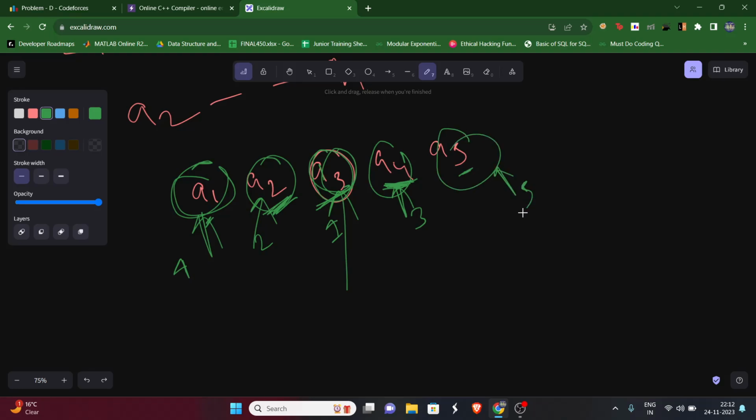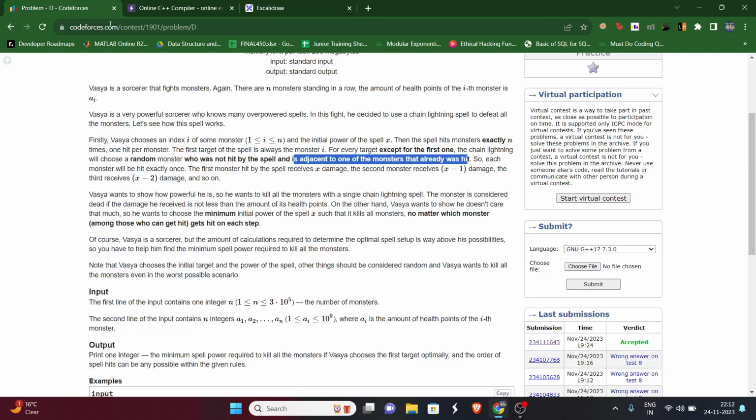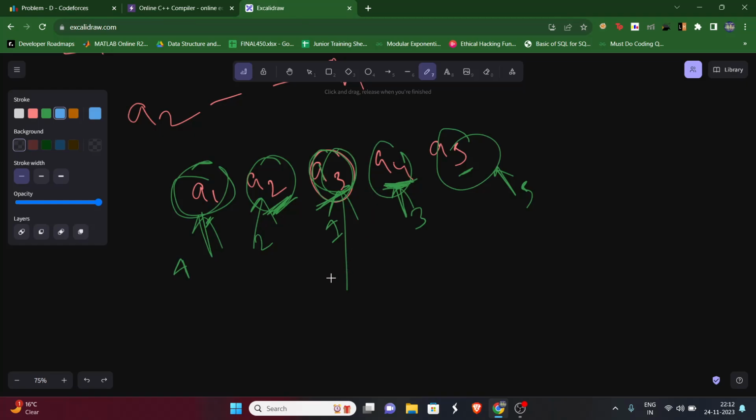This is the fifth. So the catch over here is, the question says that the first monster he hits will receive damage X. So he hits with a power of X, let's say. This will receive power X, or will be damaged by power X.